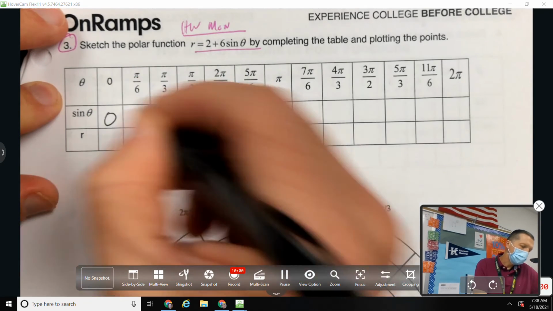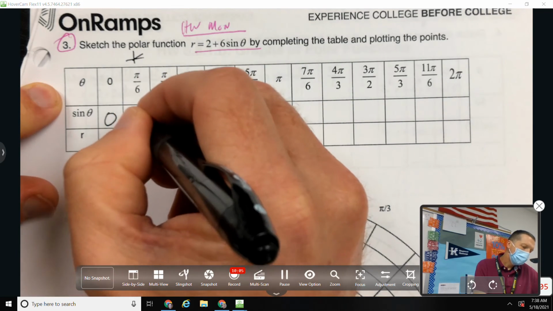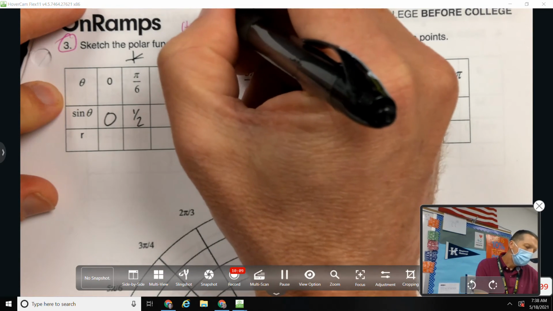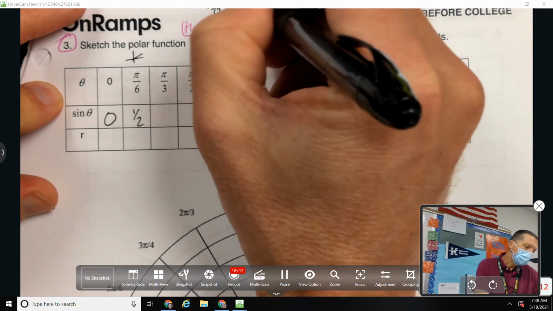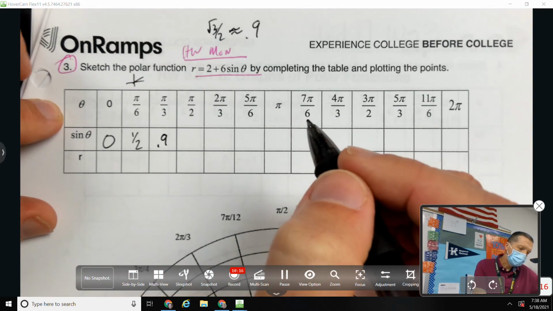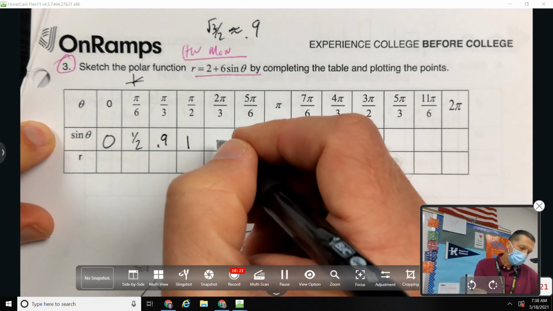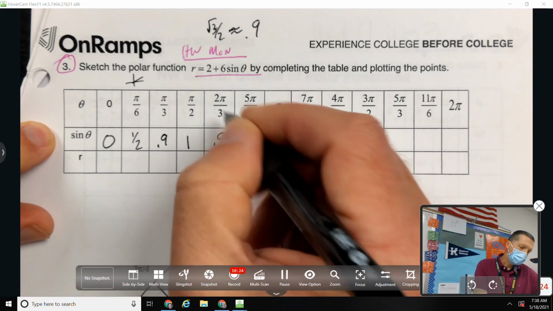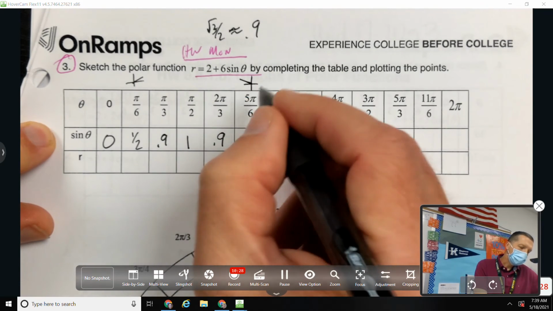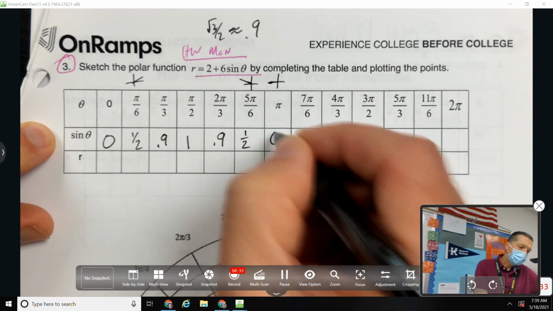So sine of 0 is 0. Sine of pi over 6 is 1/2. Sine of pi over 3 is root 3 over 2. But remember we said that root 3 over 2 was about 0.9. So 0.9. Sine of pi over 2 is 1. We start getting the pattern here. Sine of 2 pi over 3 is root 3 over 2. Sine of 5 pi over 6 is 1/2. Sine of pi is 0.